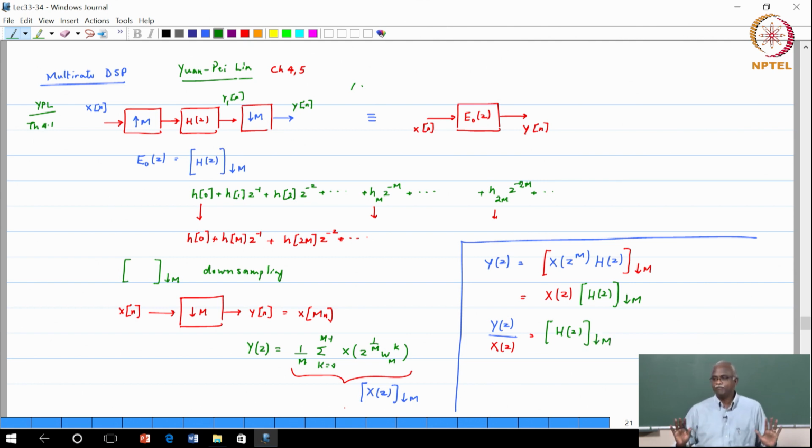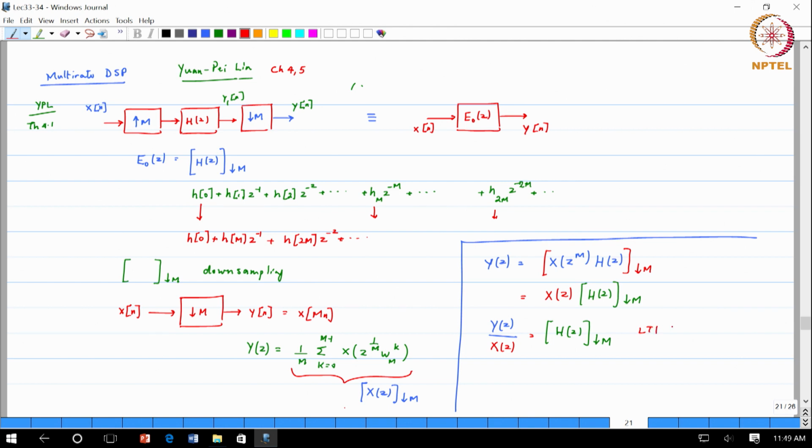Good, very good. So this is LTI, and this notation actually comes in very handy in the analysis that we are going to be doing. Hopefully you will see the advantage. So, let me ask a related question.